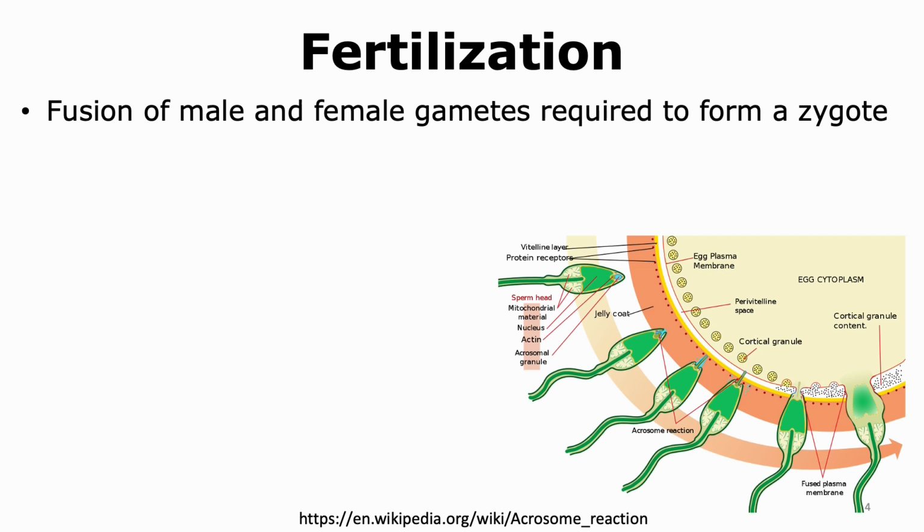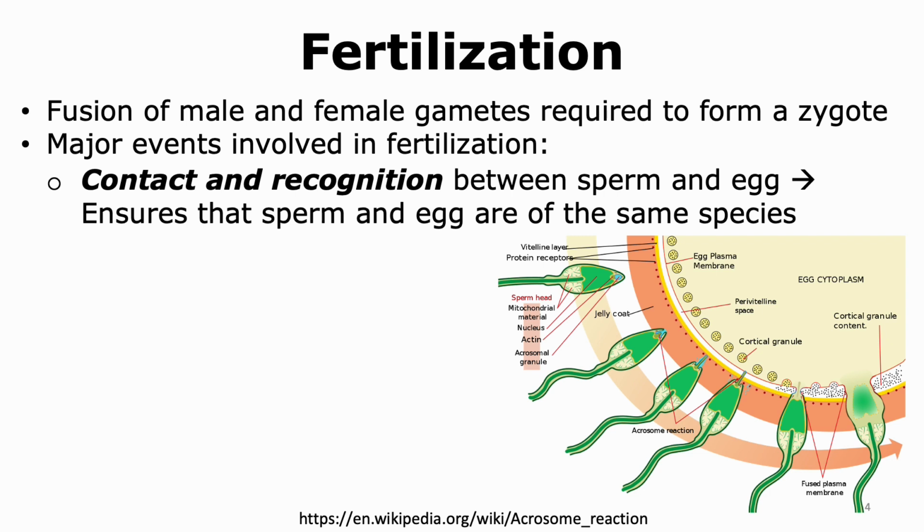Fertilization is the fusion of the male and female gamete to form a diploid zygote. There are different steps involved in the process of fertilization, and the first event involves the contact and recognition between the sperm and the egg. The recognition process is important because the sperm and the egg have to belong to the same species in order for fertilization to occur.